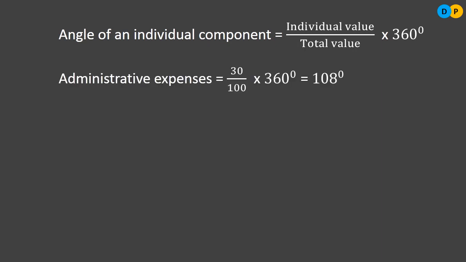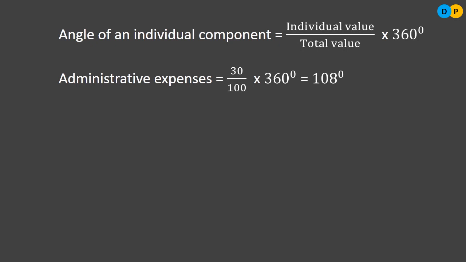For example, in the table they have given that for administrative reasons, out of the total cost, around 30% is incurred towards administrative purpose. So we need to identify, out of 360 degrees, what is the angle that will be assigned to this administrative purpose. So administrative expense is equal to individual cost, 30, divided by 100.